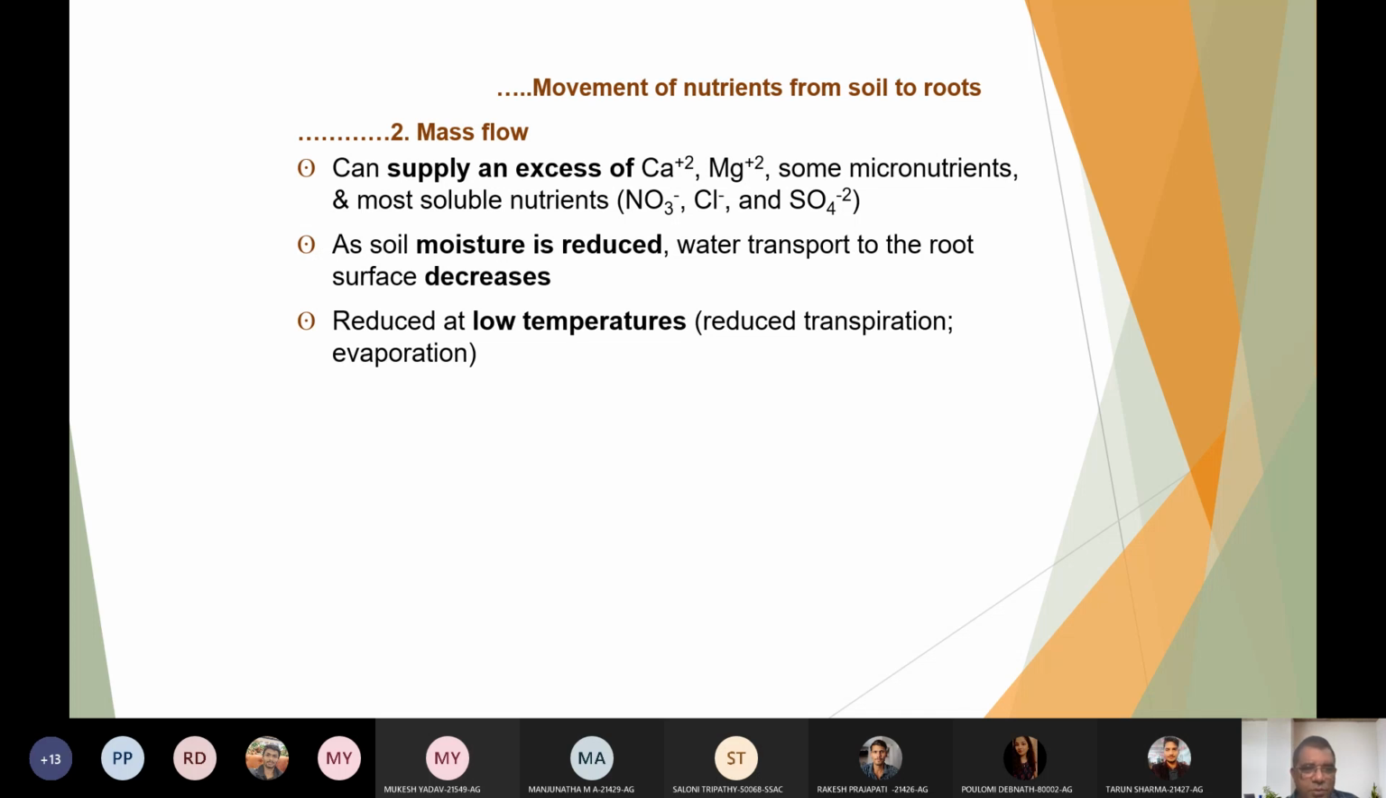As soil moisture is reduced, water transport to the root surface decreases, and so does mass flow. Temperature also affects mass flow. Because of low temperature, transpiration will decrease and the demand for water will also decrease. So the movement of water in the soil will be less when there is no requirement of water for transpiration or evaporation. So the lower the temperature, the lower the mass flow. An increase in temperature will increase the mass flow.